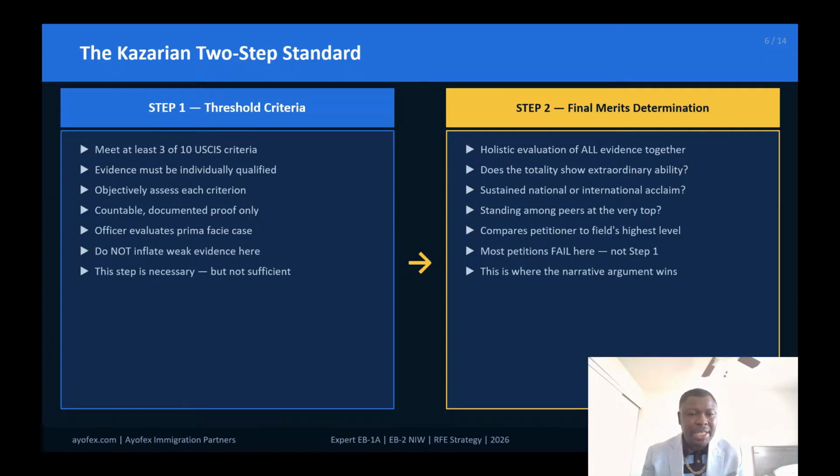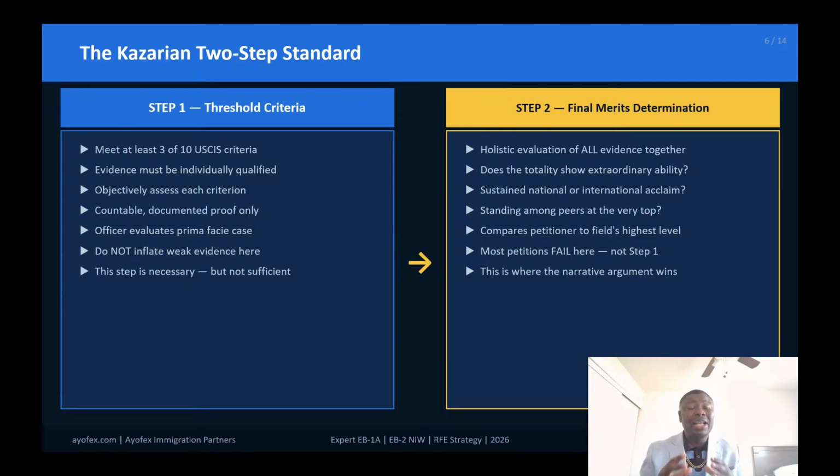What is expected of you in the first step? In the first step of analysis, you need to meet at least 3 out of 10 USCIS criteria. The evidence must be individually qualified, and it will be objectively assessed. So each criterion in the first step will be objectively assessed. The officer evaluates the prima facie case. That is, they look at the evidence to see if it meets the plain language of the regulation.